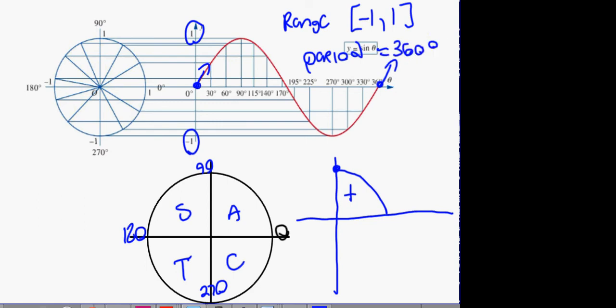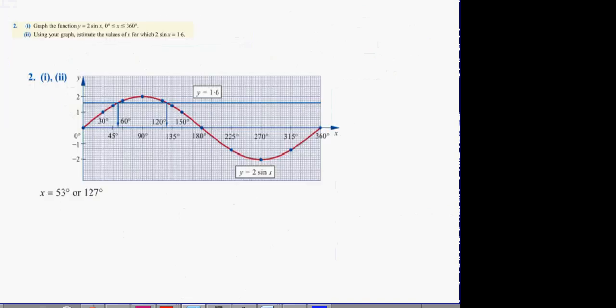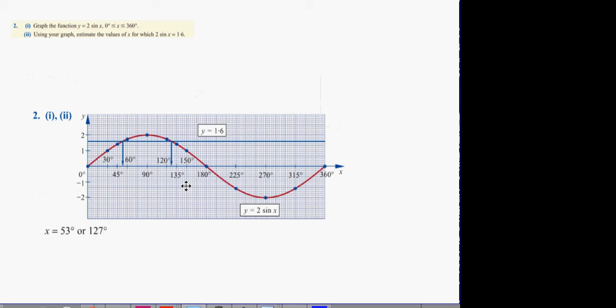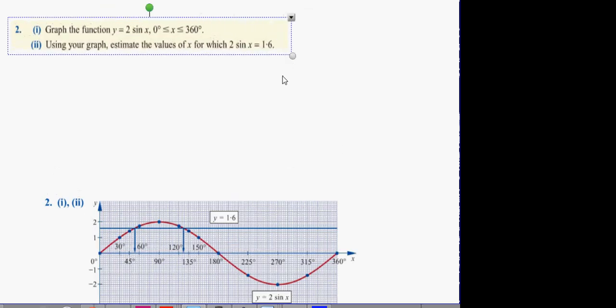What we're going to do next is a question from this book. So that's just sine. Now, what I'm going to show you is how to graph the function y equals 2 sine x. Here's how you do it.